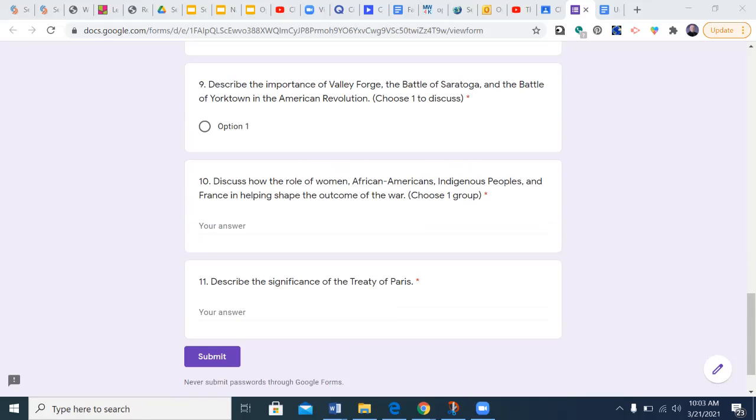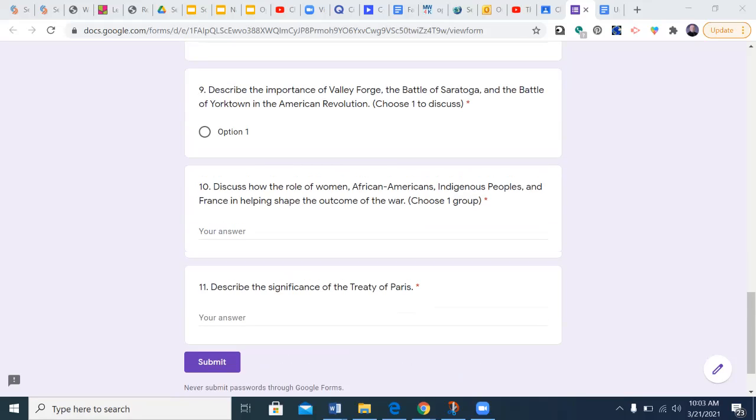Number 9, describe the importance of Valley Forge, the Battle of Saratoga, and the Battle of Yorktown in the American Revolution. Choose one to discuss.